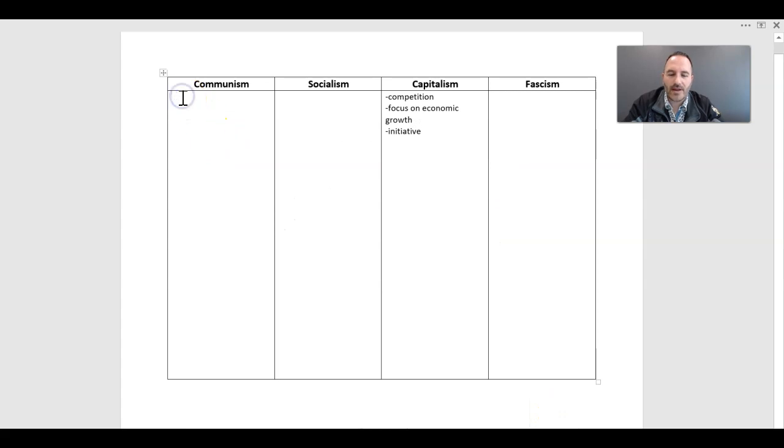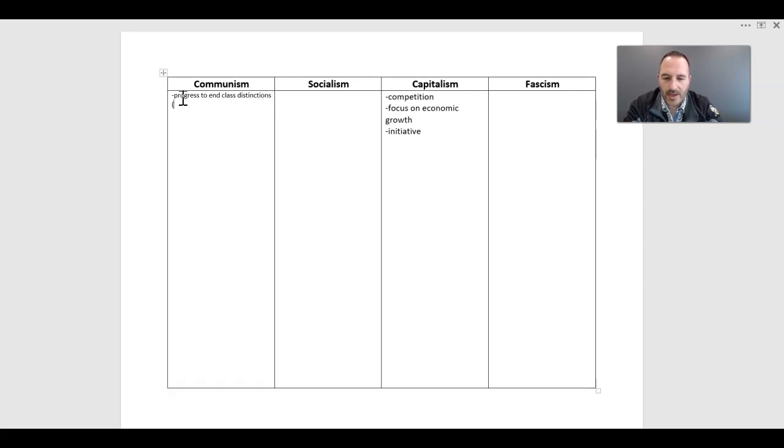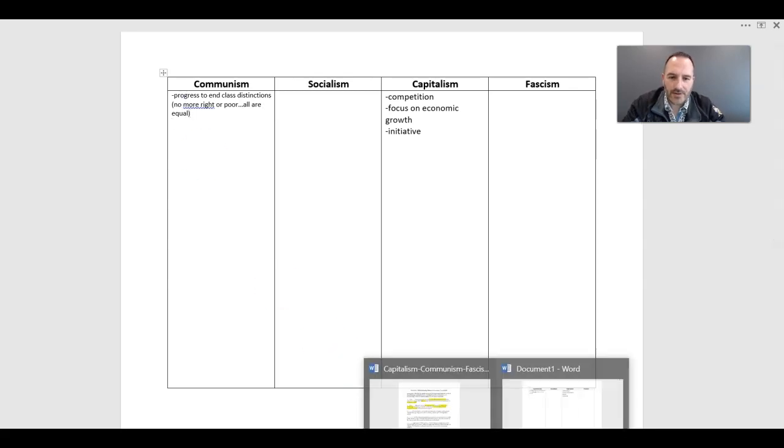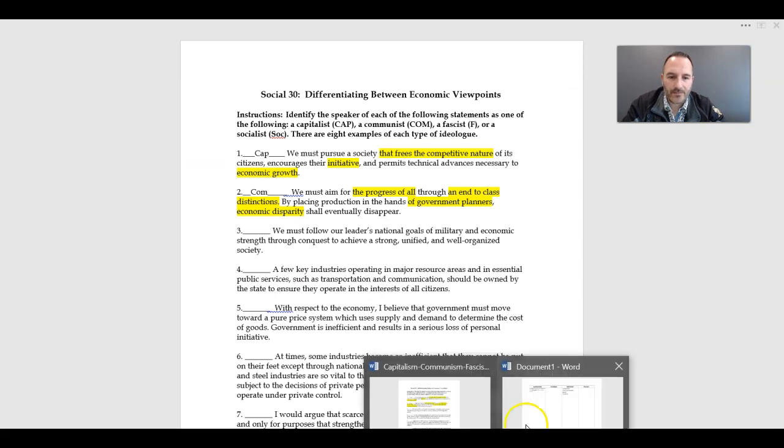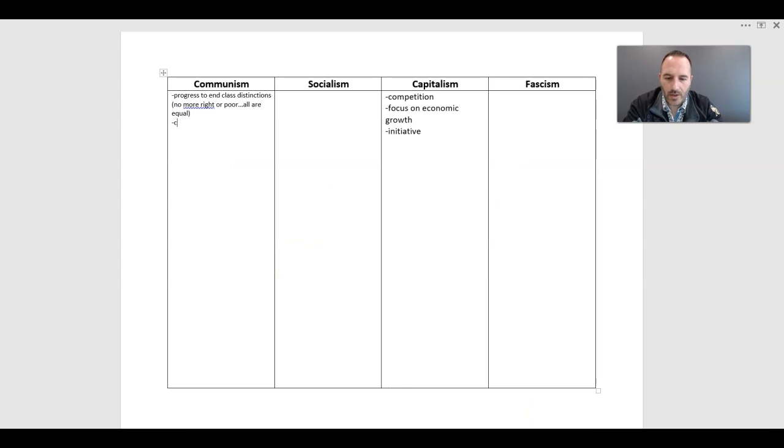So over on the far left, we have communism. So we want to put progress, to end class distinctions. I'm just going to put in brackets, no more rich or poor. All are equal. What else did we have in there? Let's just check this out. Oh yeah, government planners. We'll call it centrally planned economy.